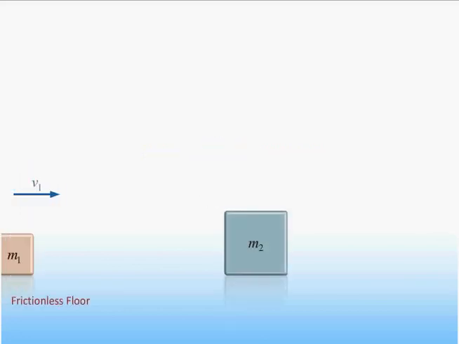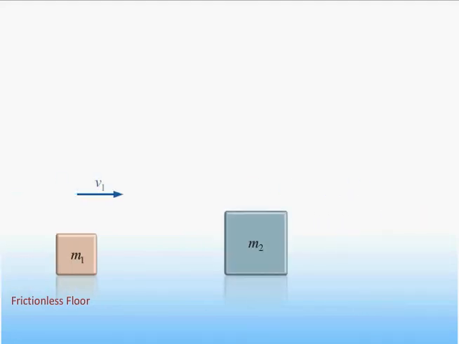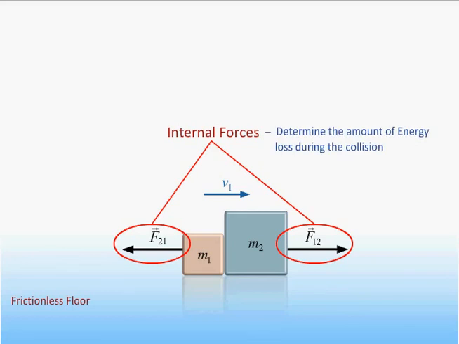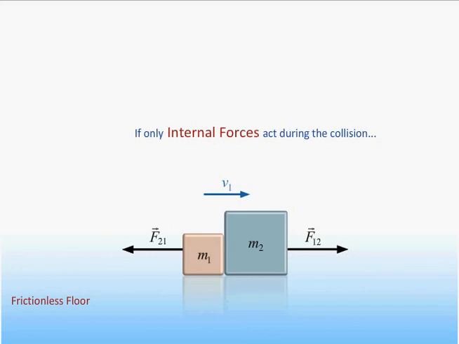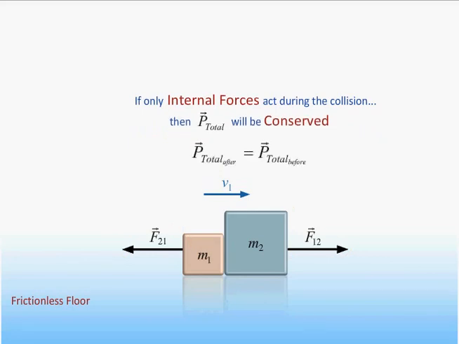Second, we applied this principle to examples of collisions between objects. We found that the internal forces in the system, namely the forces that the individual objects exert on each other during the time of the collision, determine the amount of energy that is lost in the collision. If these are the only forces acting during the collision, however, then the total momentum of the system will be conserved. That is, the total momentum after the collision will be equal to the total momentum before the collision.